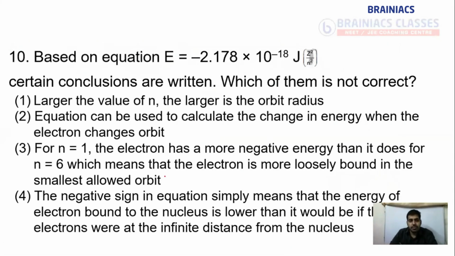Question number 10. Based on the equation E is equal to minus 2.178 into 10 raised to minus 18 joules Z square by N square, certain conclusions are written. Which of them is not correct? Larger the value of N, larger is the orbital radius.